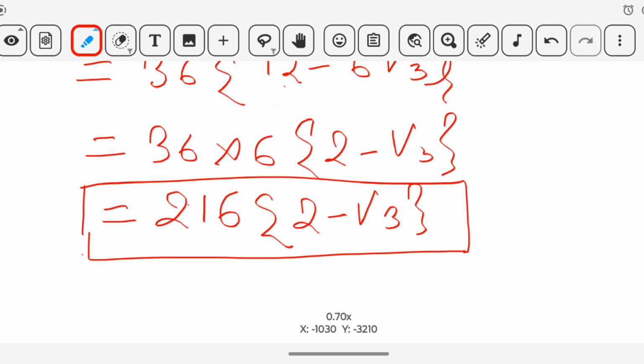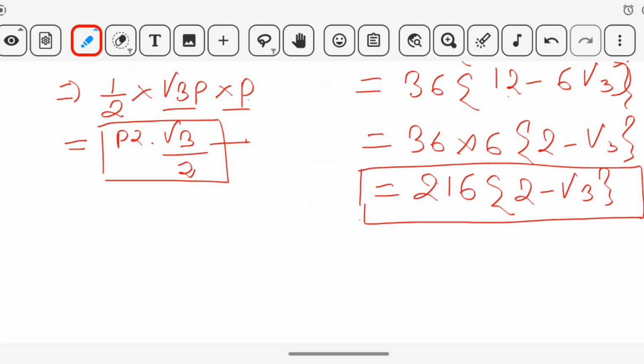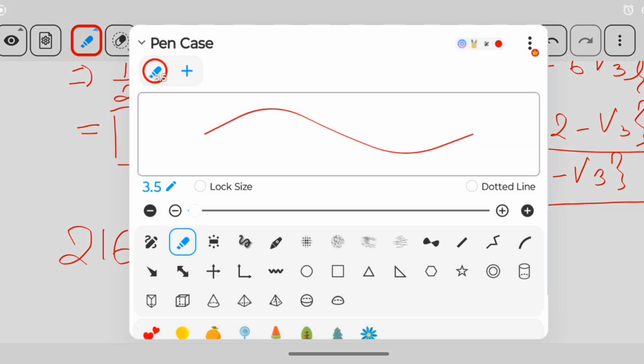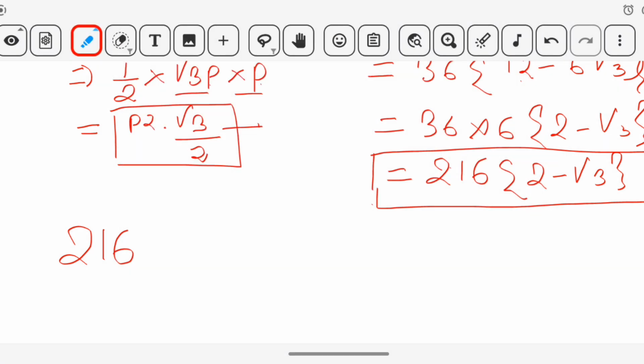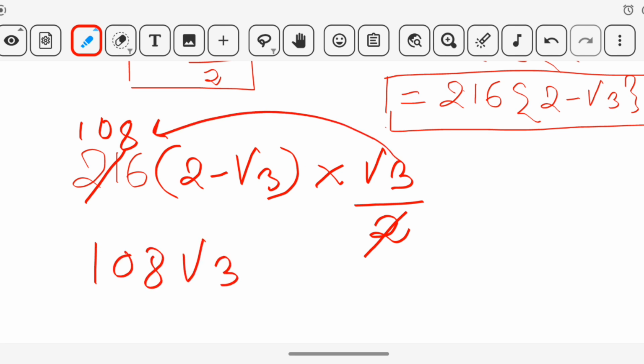So we know the formula of the area that we have calculated, P square multiplied by root 3 by 2. So P square is 216 multiplied by 2 minus root 3, multiplied by root 3 by 2. So this 2 here cancels out. This is 108. So 108 root 3 times 2 minus root 3.